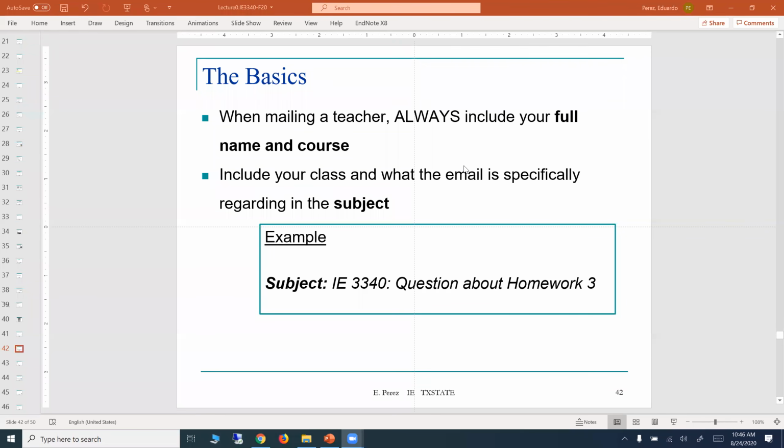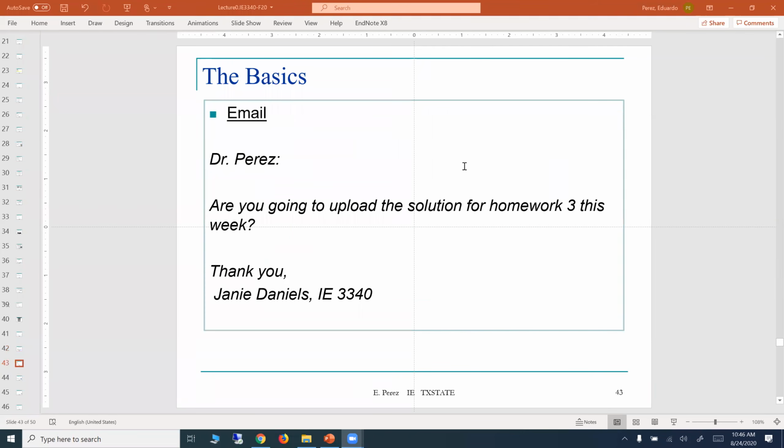This semester I'm teaching 2 courses. The first thing I always ask the students is to name the course that you're taking when you send me an email, so I know which class you're referring to. Include your class and what the email is specifically regarding in the subject. For example, IE 3340, if you have a question about the exam or the homework, something like this will be great. You just state the question, your name and the class.